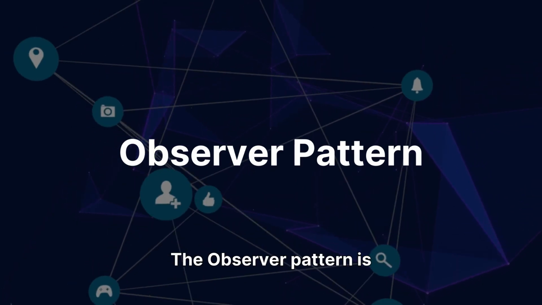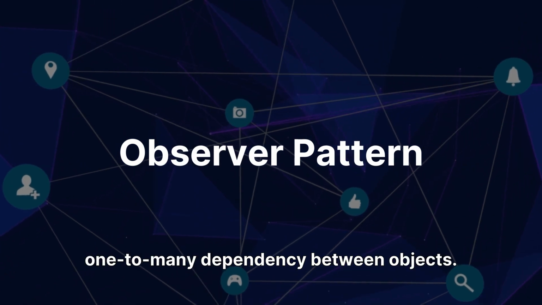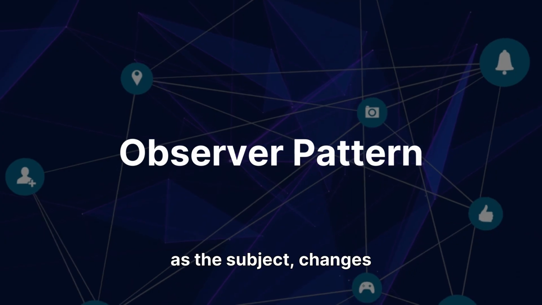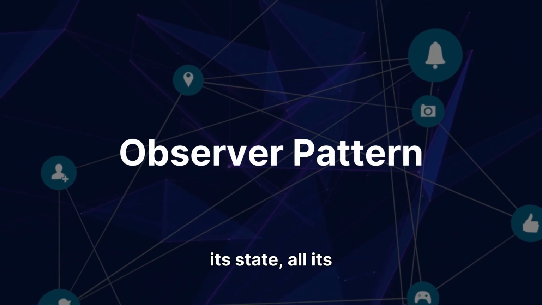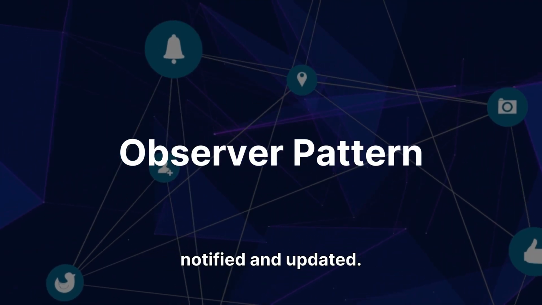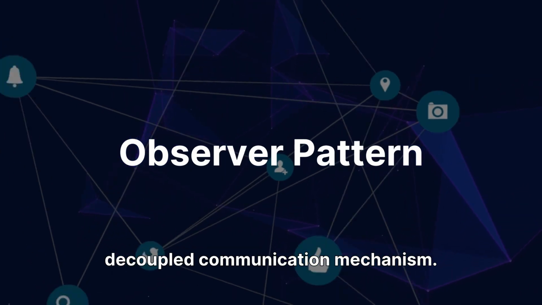The observer pattern is a cornerstone of behavioral design, defining a crucial one-to-many dependency between objects. When one object, known as the subject, changes its state, all its dependent objects, referred to as observers, are automatically notified and updated. This creates a highly decoupled communication mechanism.